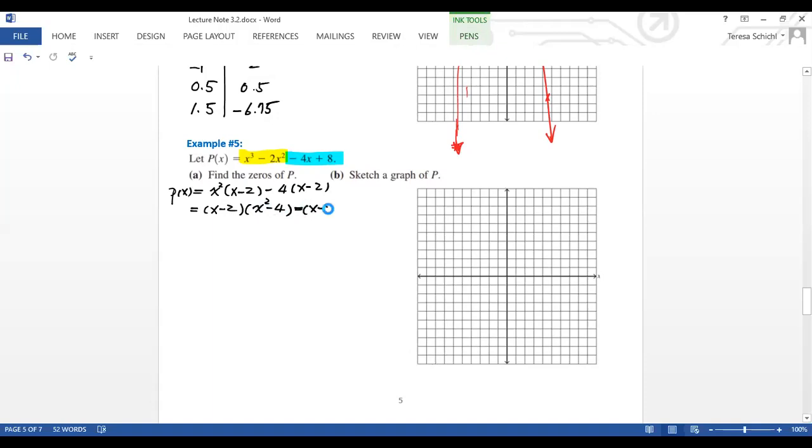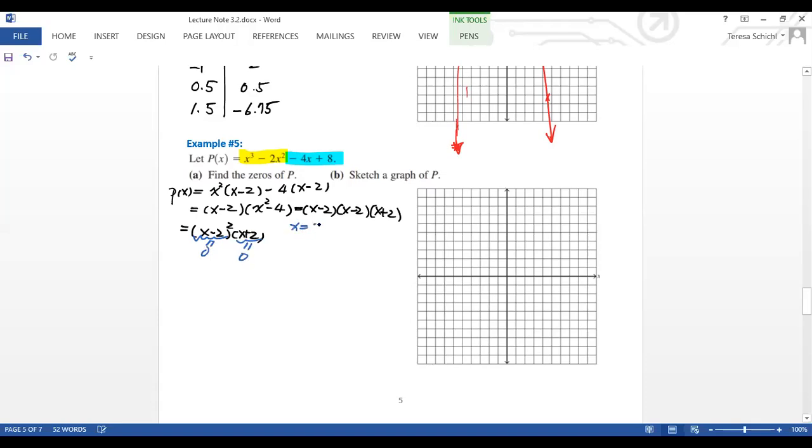So this is x minus 2. I use a squared minus b squared. So this is x minus 2, x plus 2. So this ends up with x minus 2 squared and x plus 2. Okay, so now I find the 0, set this one equal to 0, set this one equal to 0.